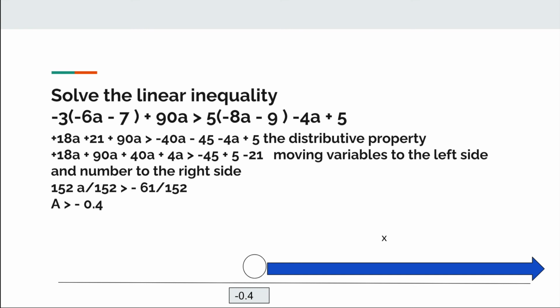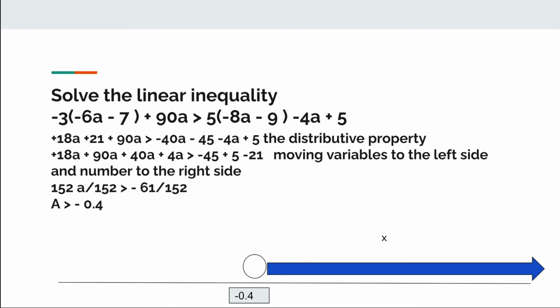Now I would combine the like terms. 18a plus 90a plus 40a plus 4a, the answer is 152a, greater than. Negative 45 plus 5 minus 21 is negative 61. So 152a greater than negative 61. Now I divided both sides by 152. Since I divided by a positive number, I will not change the direction of the inequality. It stays greater than. So a greater than negative 0.4.